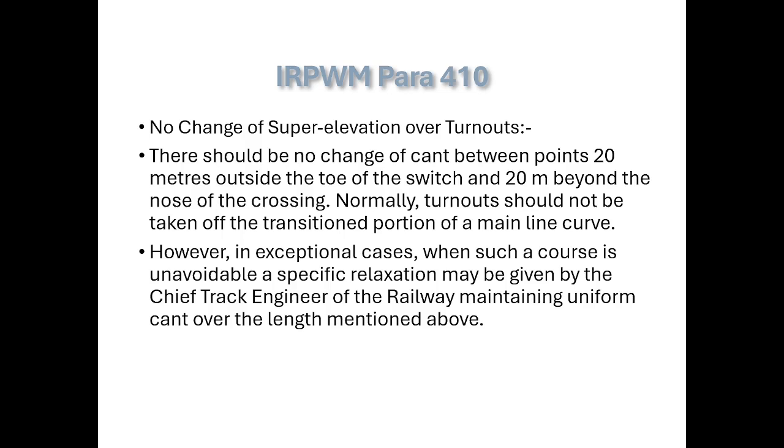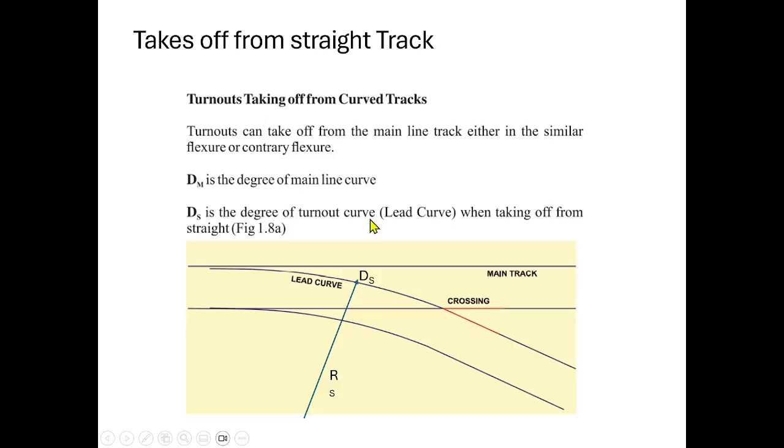It's what it says. Okay, in exceptional cases, where no other way it is permitted, the chief track engineer's approval is to be obtained, but in this case that portion alone we have to keep the uniform supervision. Even though it is falling within the transit portion, that portion where the points and crossing lie, both sides 20 meters, we have to keep no change of supervision, should be uniform. Okay, that too with the approval of chief track engineer.